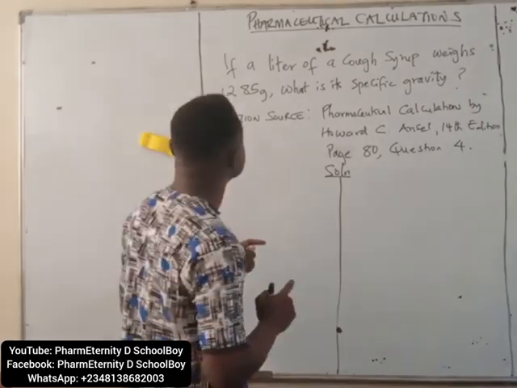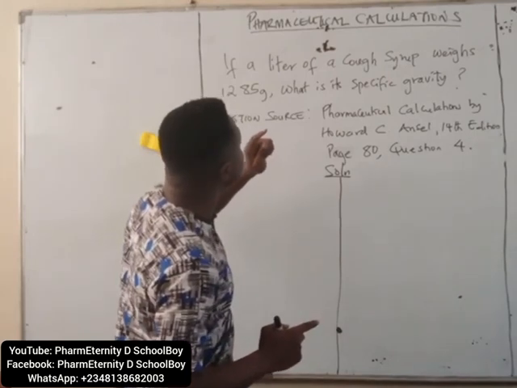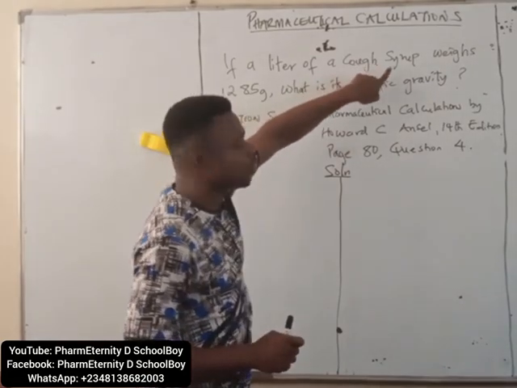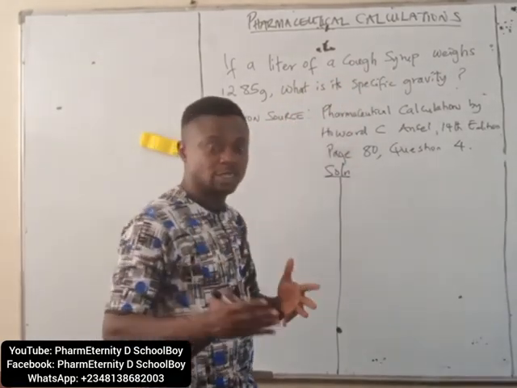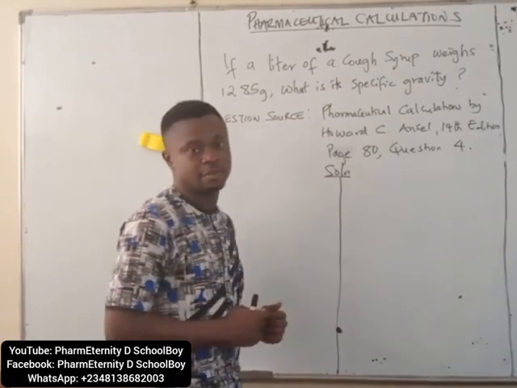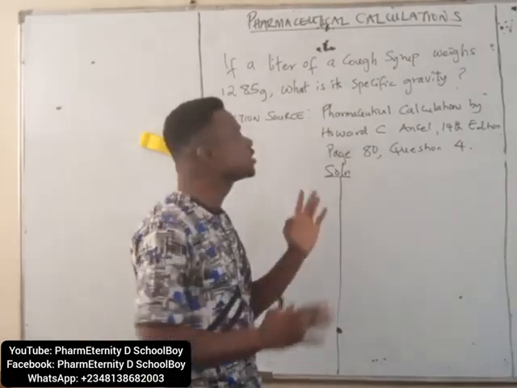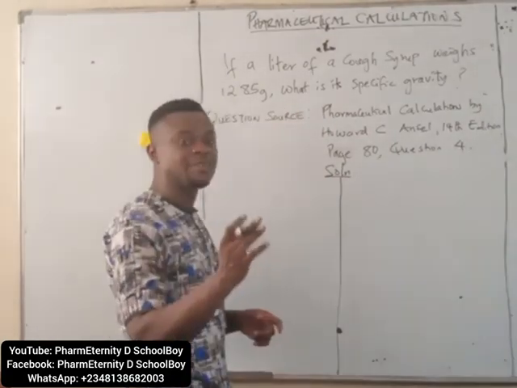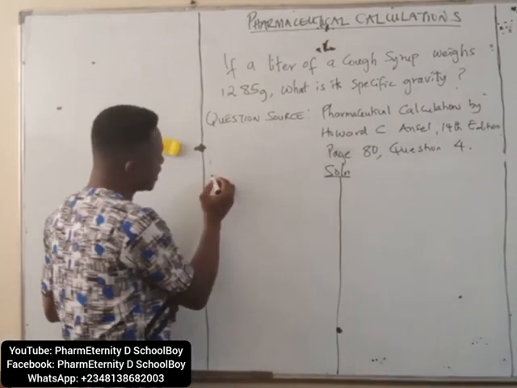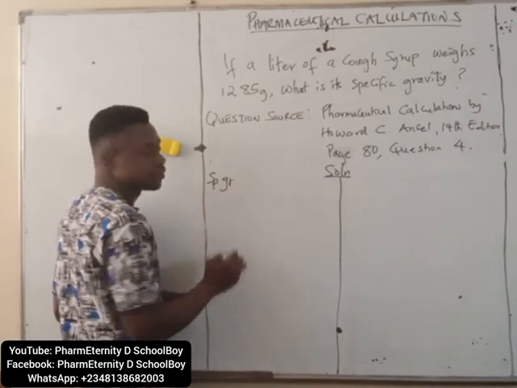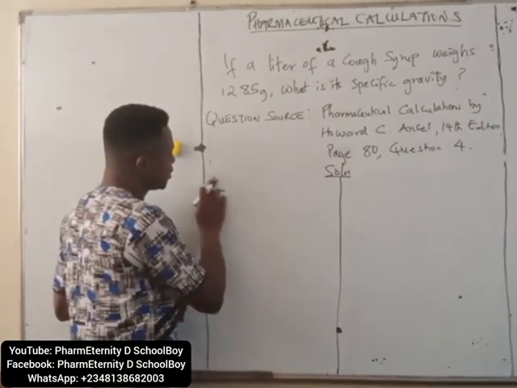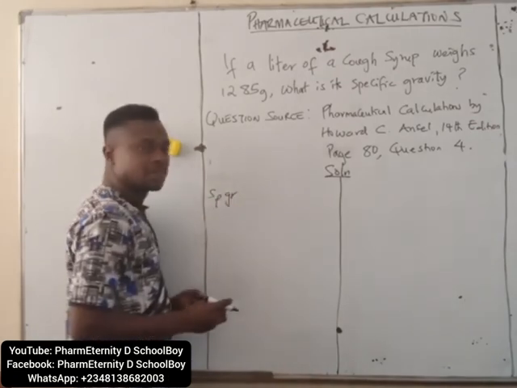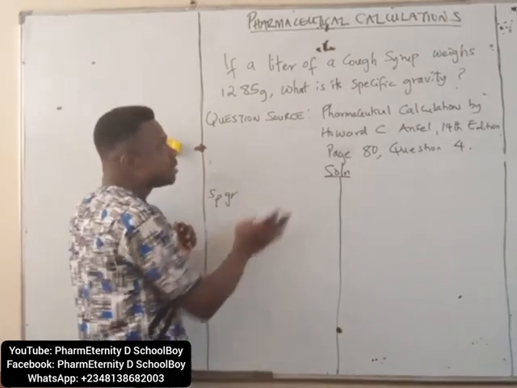Let's look at the question. Is it a solid or a liquid? The substance is cough syrup. Cough syrup is a liquid. So the standard to be used here is water. So let us now define specific gravity of the cough syrup. Specific gravity is designated with this symbol. Let me come down a bit. This is the symbol for specific gravity. So let us now define specific gravity with respect to this cough syrup.